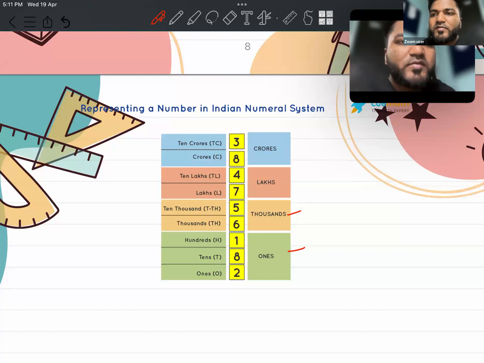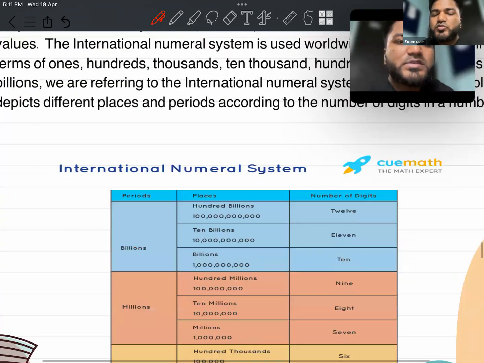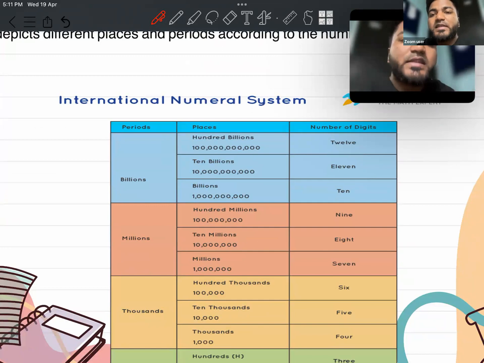Broadly, these four values are assigned to them. Either it could be ones, tens, hundreds, thousand or 10,000, lakh or 10 lakh, or crore or 10 crore. When we move ahead to the international system, two more names will be added here.